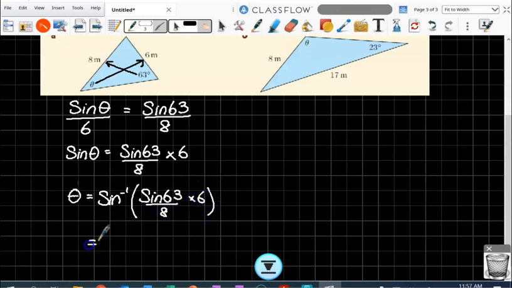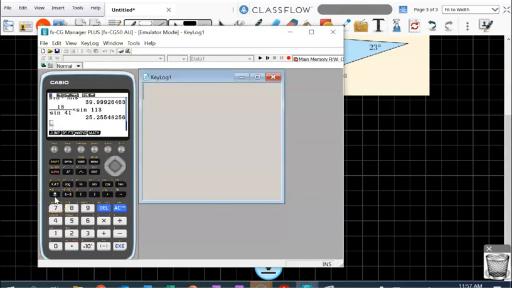Now, I am going to put something at the end of this. I did say don't worry about copying it, but I know some of you want to. So if you are copying it, just leave a bit of a gap. To check that I'm all good, remember, sine theta equals 63 over 8 times 6. I want to inverse sine this.